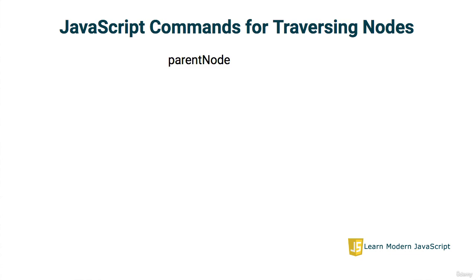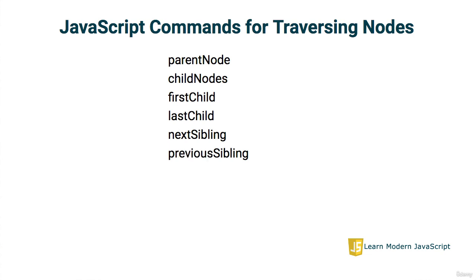So first, let's introduce those commands. First, we have parentNode. If you want to get the parent of the current node you have, parentNode will allow you to do that. childNodes will return an array of all the child nodes of the current node you have. firstChild will return the first child. lastChild will return the last child. Then you have nextSibling and previousSibling. Those two commands allow you to traverse on the same level.